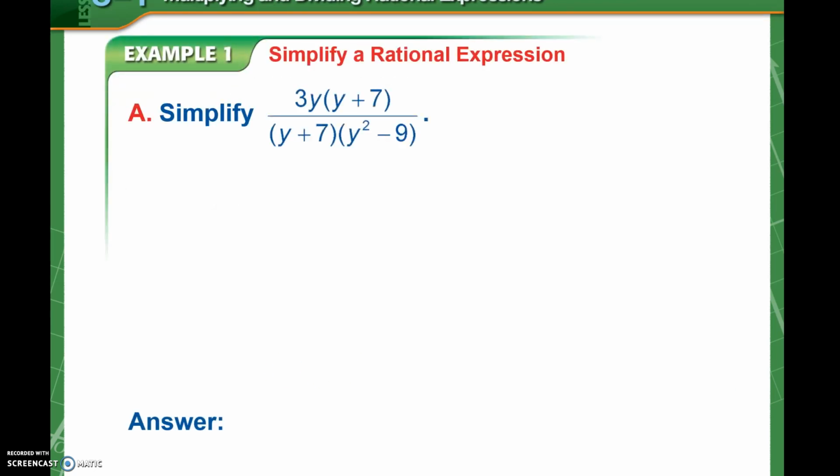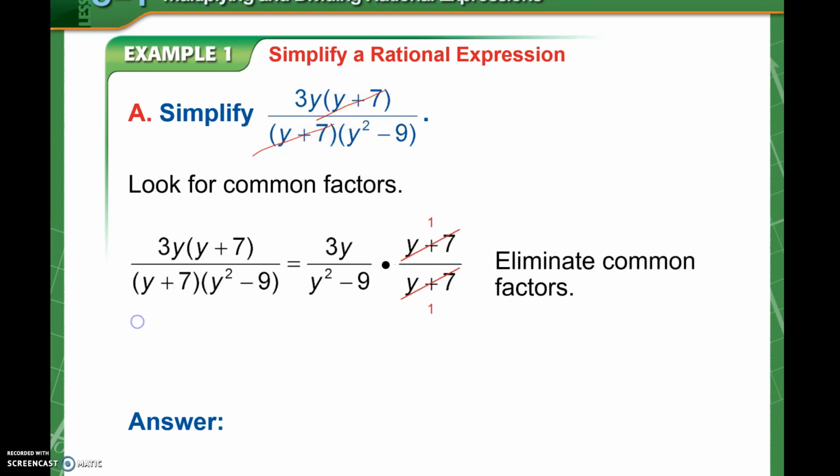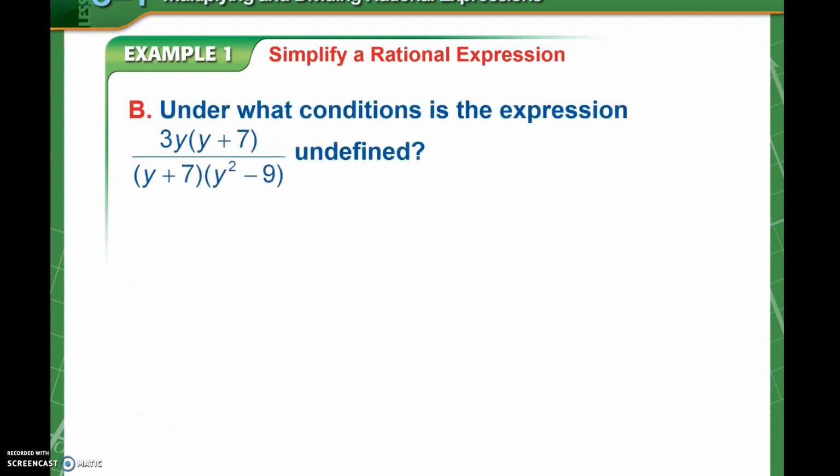Here, we want to simplify or factor as much as we can first. This is already factored for us, and so we see that those, like we saw yesterday, will factor out. There's a common factor, and that equals 1. And we're left with 3y over y squared minus 9.